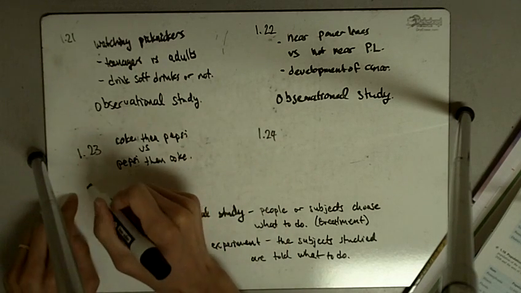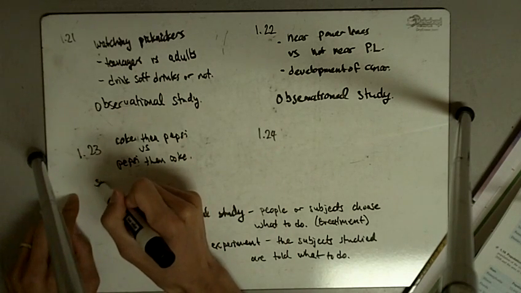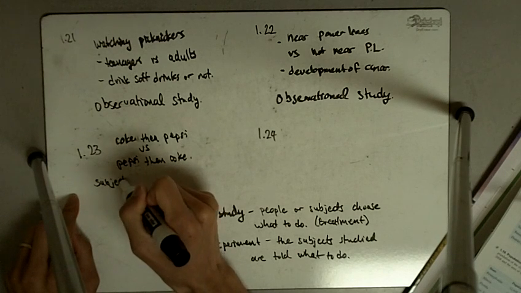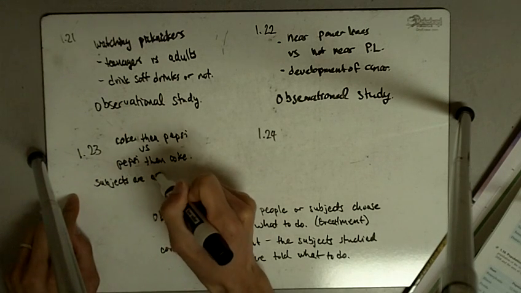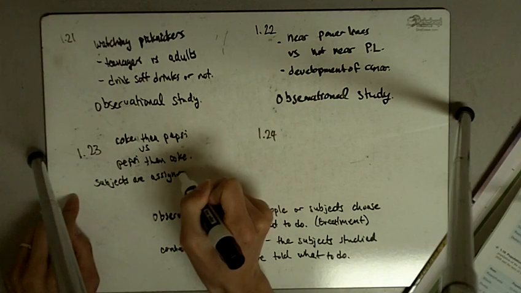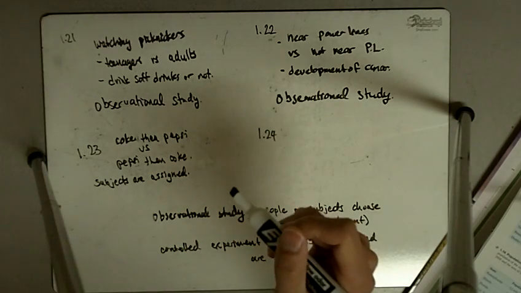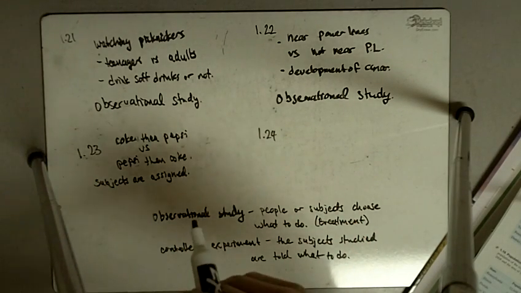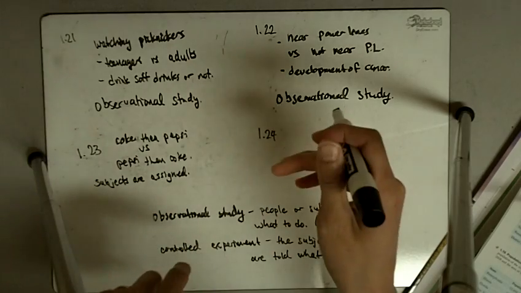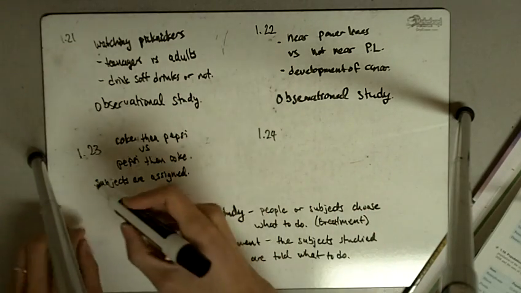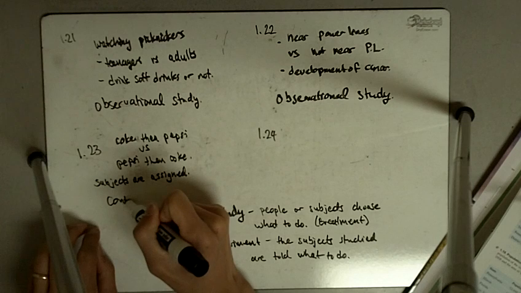Okay, in this case, the subjects are assigned what to do. They don't really get to choose. The researcher just tells them, you're going to drink this one first and then you're going to drink this cup next. And so this is a controlled experiment.